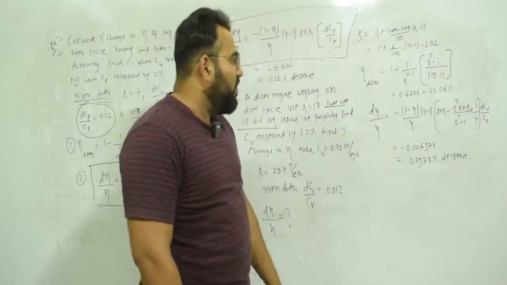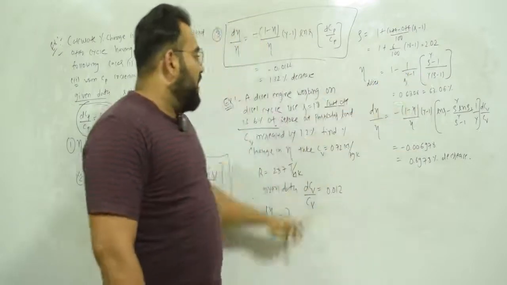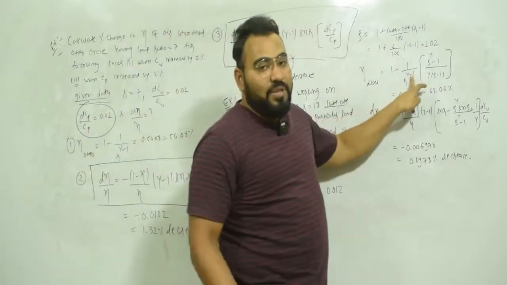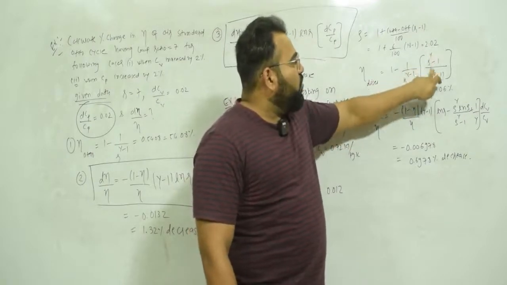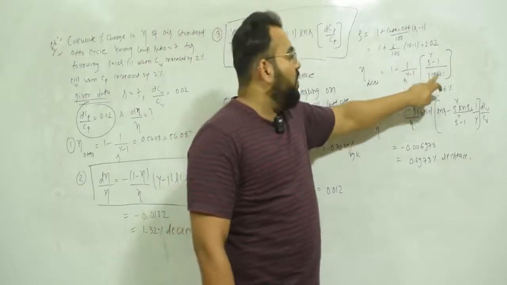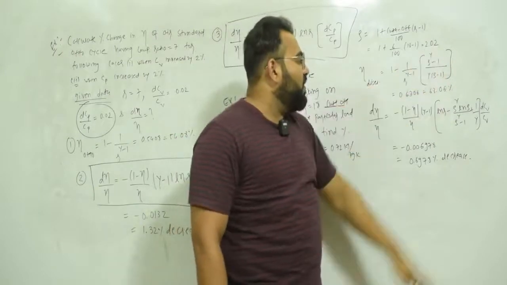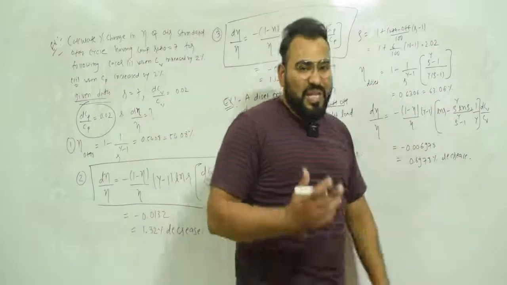Now we have found the cutoff ratio. So efficiency will be 1 minus 1 upon R, which is the compression ratio, 18, raised to gamma minus 1, that is 1.4 minus 1, into rho, which is 2.02, raised to 1.4 minus 1, upon gamma, 1.4, bracket rho, 2.02 minus 1. Calculate, and your answer will be 0.6306, meaning 63.06%.